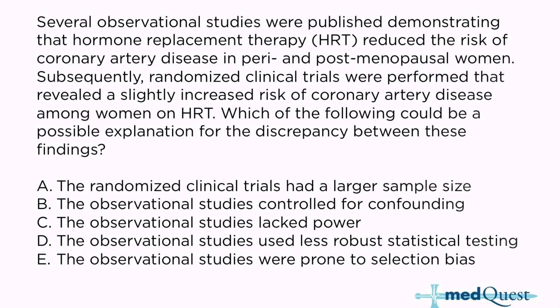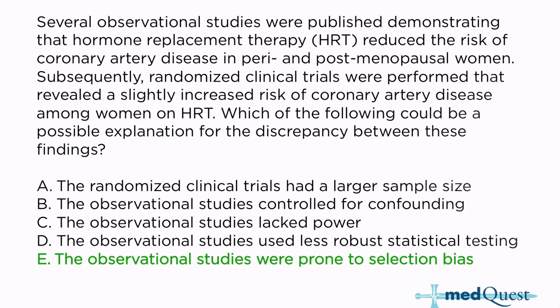That leaves us with answer choice E. The observational studies were prone to selection bias. This is true because we know for a fact that is a byproduct of doing these lesser valid study designs. So randomized controlled trials are considered the gold standard. This makes answer choice E correct.